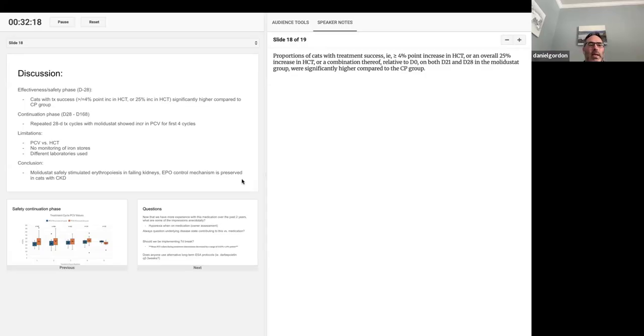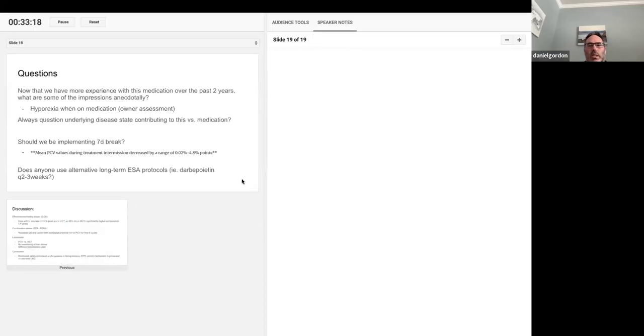And that would be less of a limitation for this study. So in conclusion, the molidustat did increase erythropoiesis in cats with chronic kidney disease. They did determine that even in the longer continuation phase, the EPO control mechanism is preserved in these cats. And so, I think it's an option for us to utilize this on a longer-term basis.